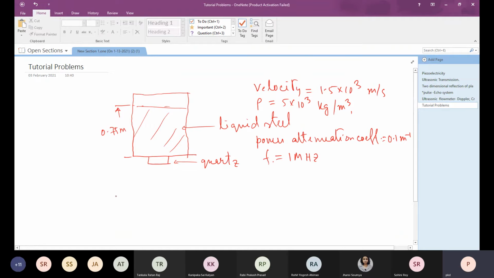So the first one is very simple, that round trip time, that is TT equals 2 into 0.75 by 1.5 into 10 cube. So that is the round trip time.